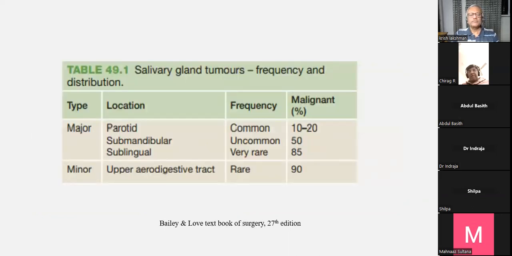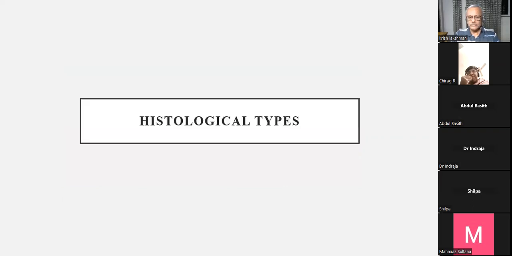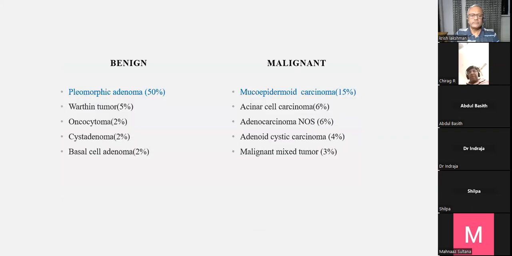And as I said before, salivary gland tumors are most commonly seen in parotid, but the malignancy rate is about 10 to 20%. But the tumors that are seen in sublingual and minor salivary glands are almost always malignant. And there are several histological types of the salivary gland tumors. These include benign and malignant. Among benign, most common is pleomorphic adenoma, followed by Warthin's tumor. And in malignant, mucoepidermoid carcinoma is most common, followed by acinic cell carcinoma.